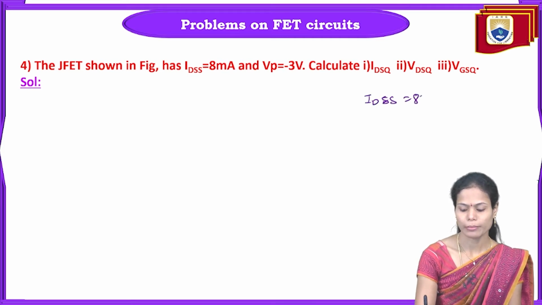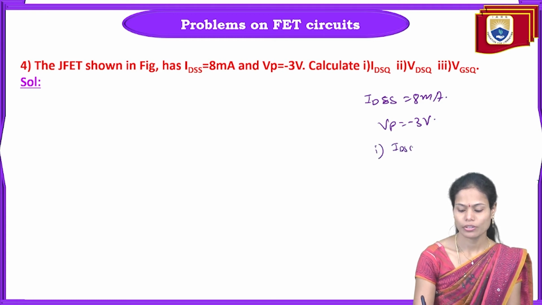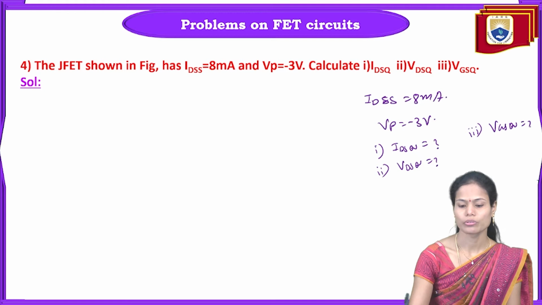IDSS is equal to 8 milliamps, and the pinch-off voltage is minus 3 volts. From this we need to calculate the quiescent drain current, as well as the quiescent drain to source voltage and the quiescent gate to source voltage.